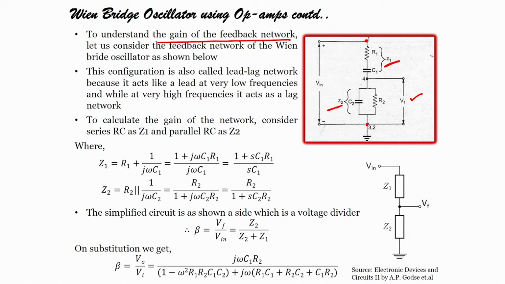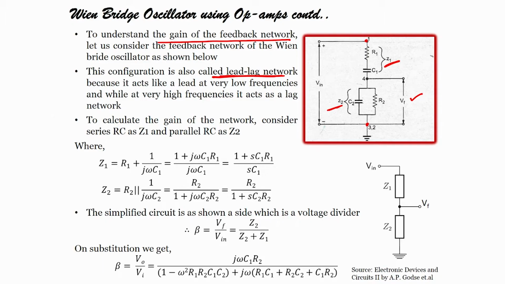This configuration is also called a lead lag network. Okay? Lead lag network. So, you can be asked, do you know oscillators in which the feedback is lead lag? Then you can say yes, we have seen an oscillator called the Wein bridge oscillator, in which the feedback is a lead lag network. Okay, because it acts like a lead at very low frequencies, while at a high frequency it acts as a lag network. It is very obvious from the circuit: at low frequency it will have a lead, and at high frequency it will have a lag.